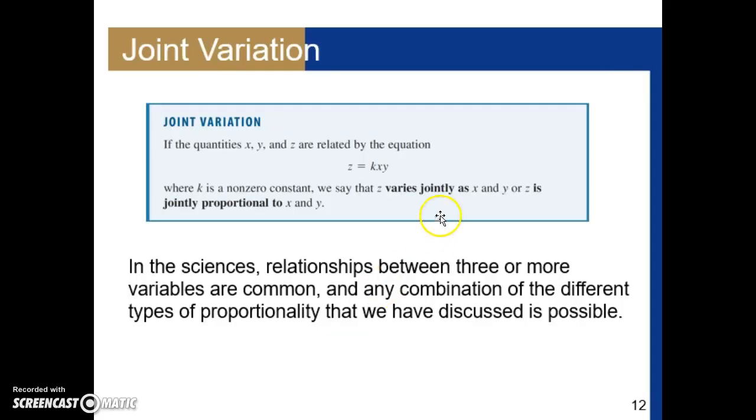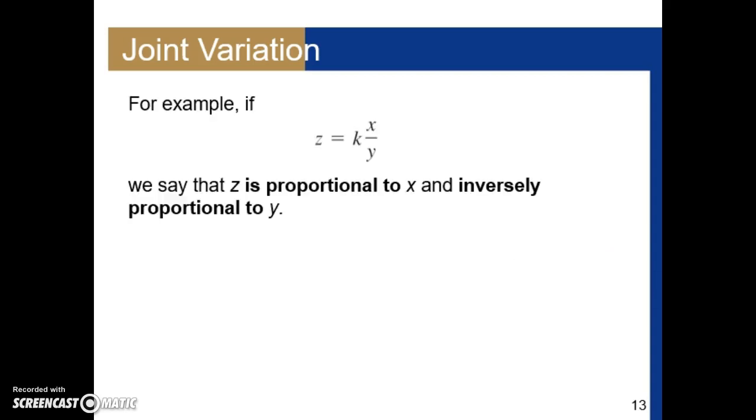Joint variation is when we have three variables involved. Here, z is jointly related to x and y, or jointly proportional to x and y. We still have that constant of proportionality, so it's not uncommon to have three variables involved in that relationship.